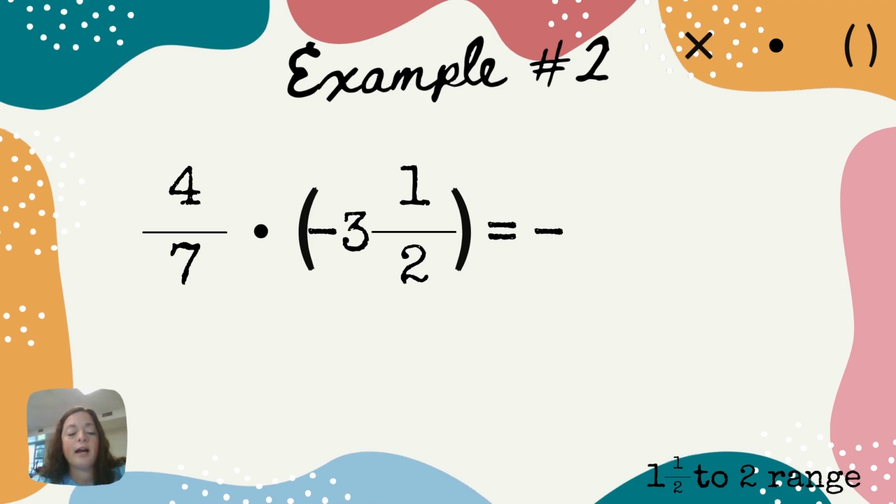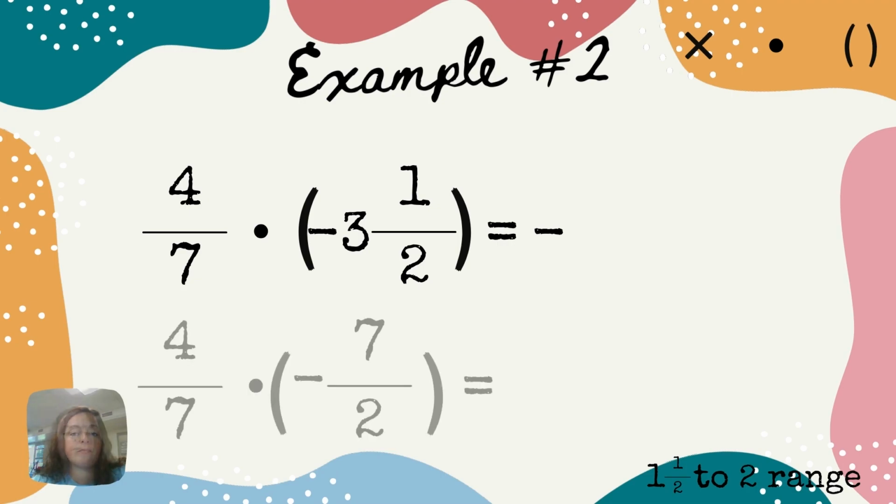Okay, the first thing we want to look at now is the sign for the answer. We have a positive number times a negative number. We know that that's going to give us a negative number. So I'm going to put this negative here so we don't forget it later. Now let's change the 3.5 to an improper fraction.